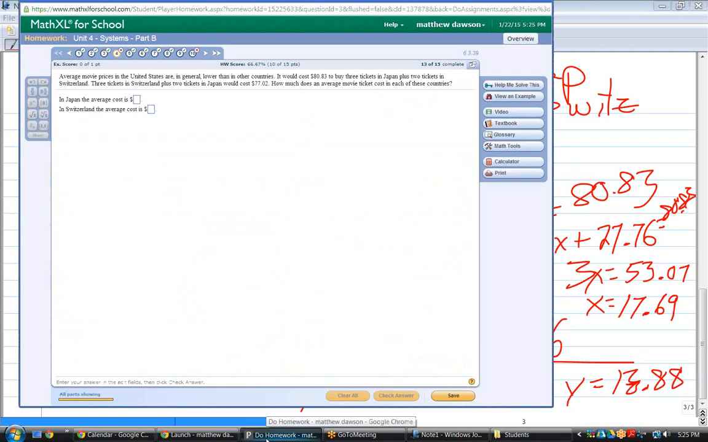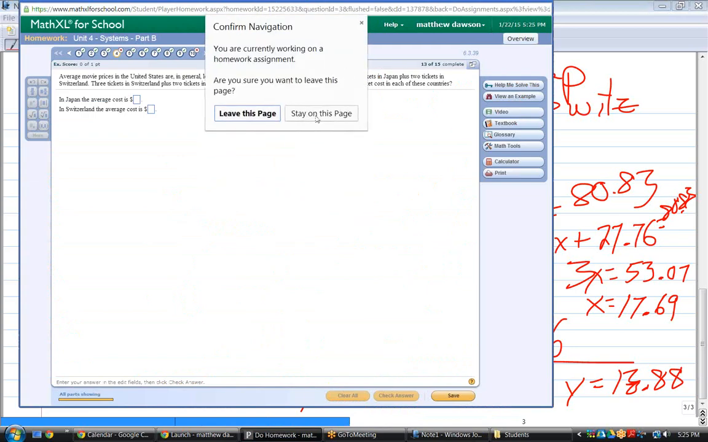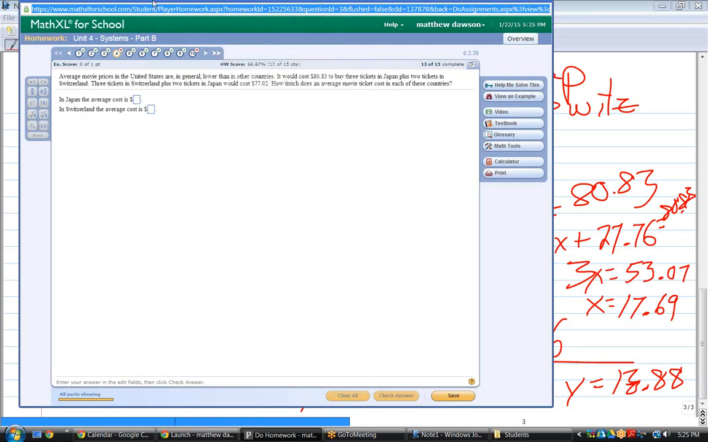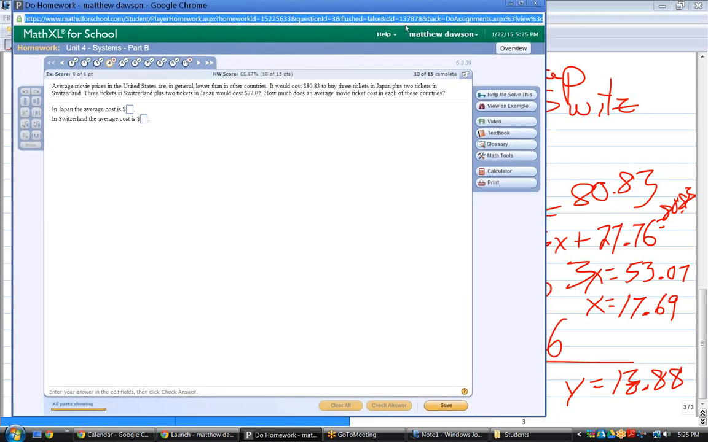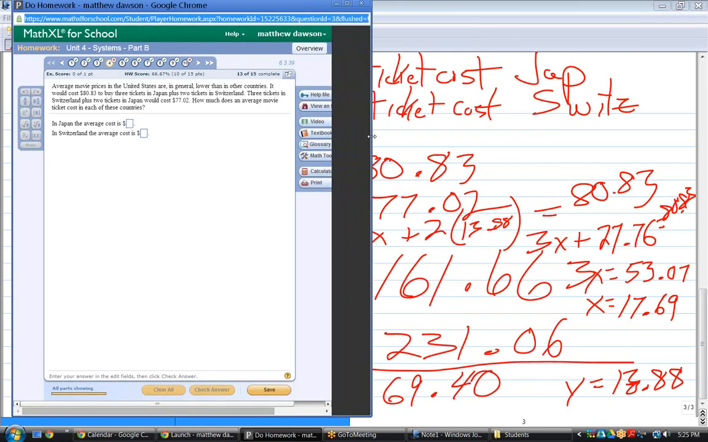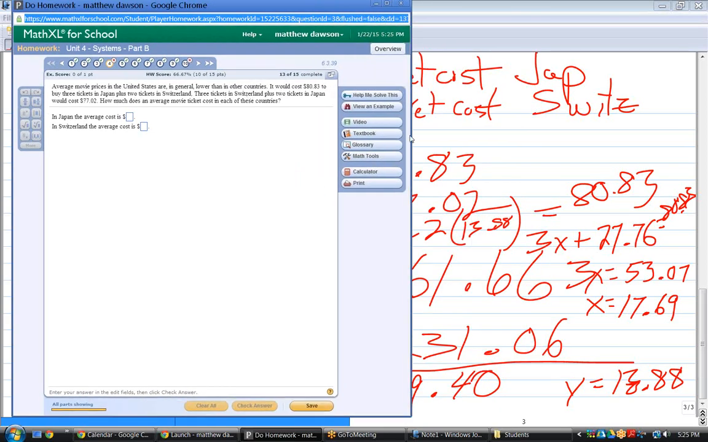Let's see. Hold on. I've got it so high up I can't grab the top. There it is. X was Japan, and X was 17.69. Y was Switzerland, and Y was 13.88.